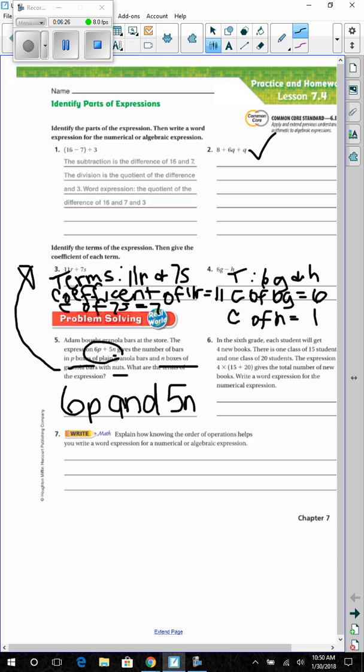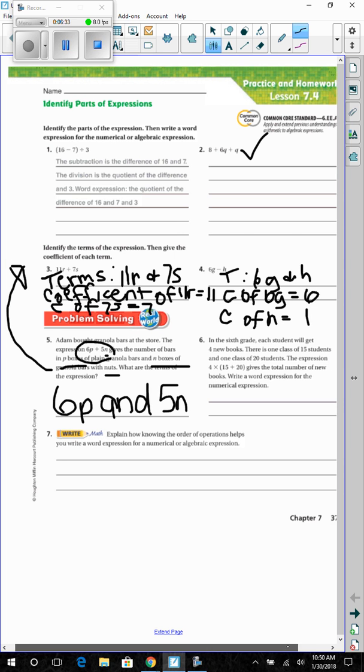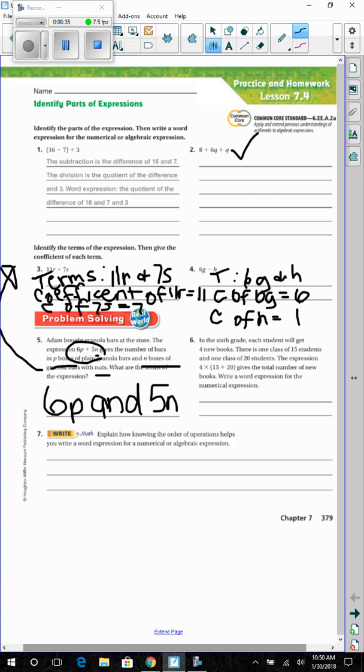Number 6. In the 6th grade, each student will get 4 new books. There's one class of 15 students and one class of 20 students. The expression 4 times 15 plus 20 gives the total number of new books. Write a word expression for the numerical expression. So here's the numerical expression. That's the expression that's given in numbers, hence the word numerical. So now we need to write it in words, or a word expression.